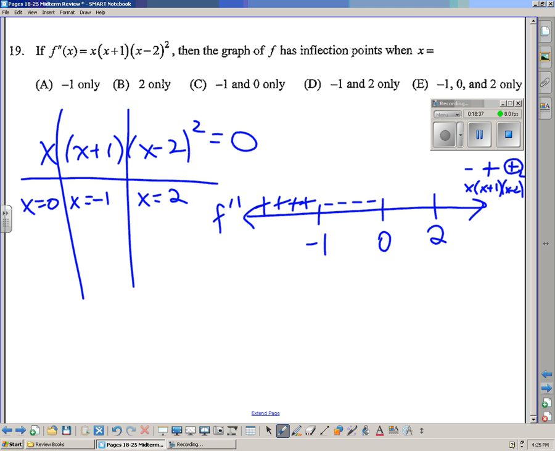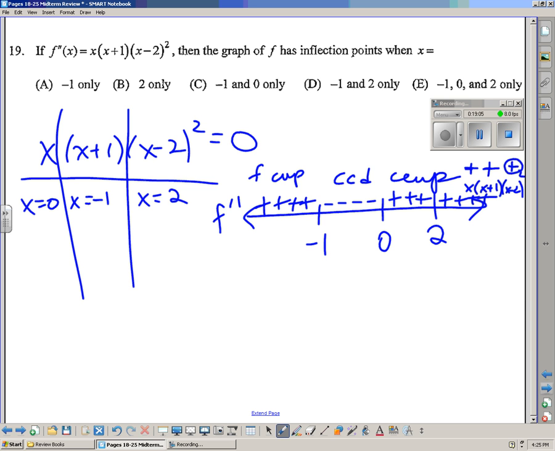All right, plugging in a number between 0 and 2, I like 1. 1 is positive. 1 plus 1 is positive, and the other part is positive always. Here we go. And past 2, 2 is positive. 2 plus 1 is positive. The squaring is always positive. Here's our number line. f is concave up from negative infinity to negative 1, concave down between negative 1 and 0, and concave up everywhere else.